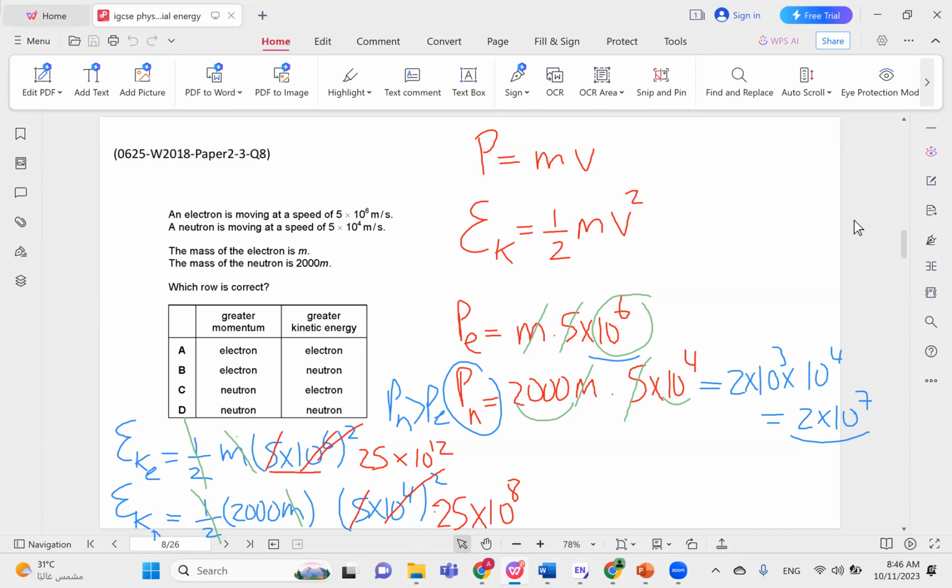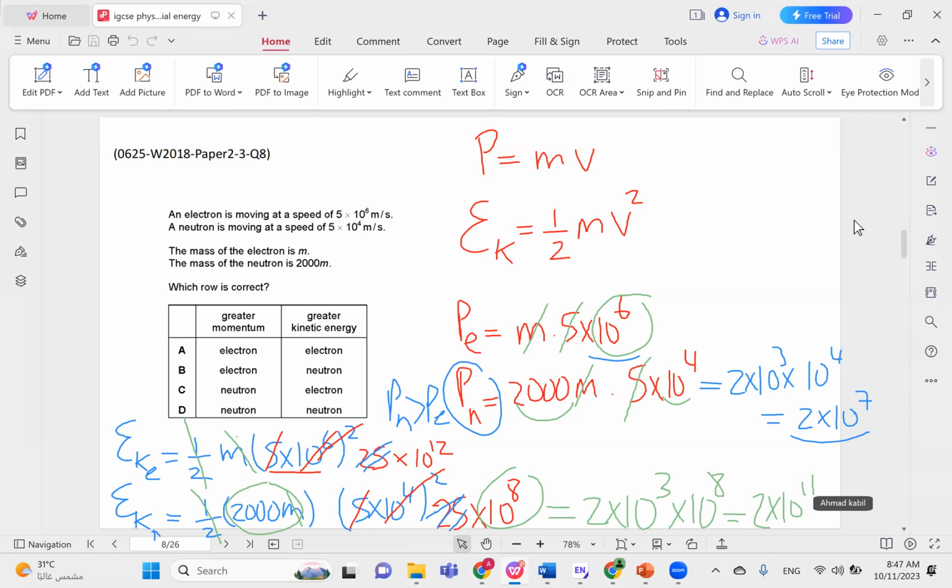Now I need to compare again. Again, I have 25 and 25. Let's just cancel these out to simplify life for ourselves. We are comparing now between 10 to the power of 12 and 2000 times 10 to the power of 8. So I have 2000 here, and I have 10 to the power of 8. If we rewrite this in scientific notation, we get 2 times 10 to the power of 3 times 10 to the power of 8, which is 2 times 10 to the power of 11.